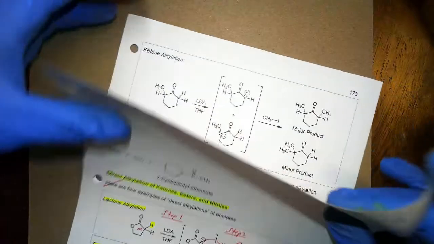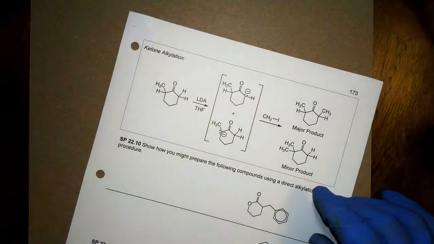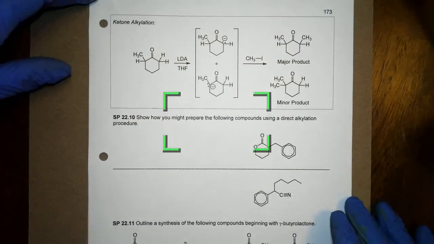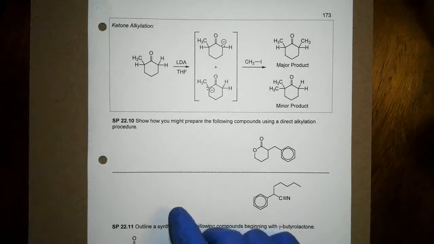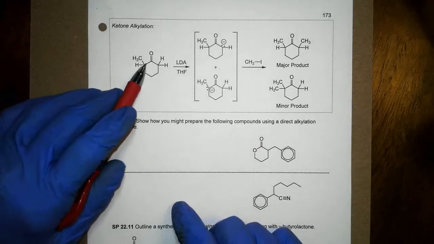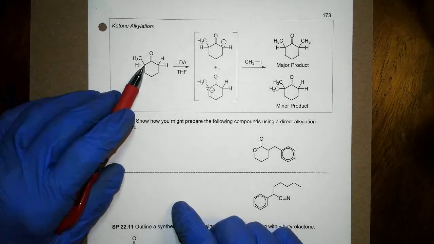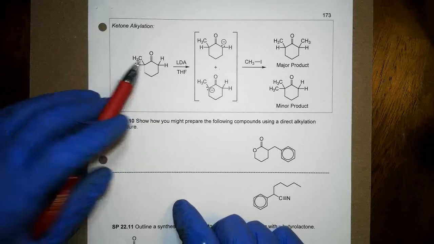Now let me show you one more along those same lines. And I've chosen one that's kind of special, not to suggest that the others aren't. But this will help you understand the chemistry a little bit better. Okay. Notice here we have a ketone. This would be a 2-methylcyclohexanone. So it's not symmetrical, right?